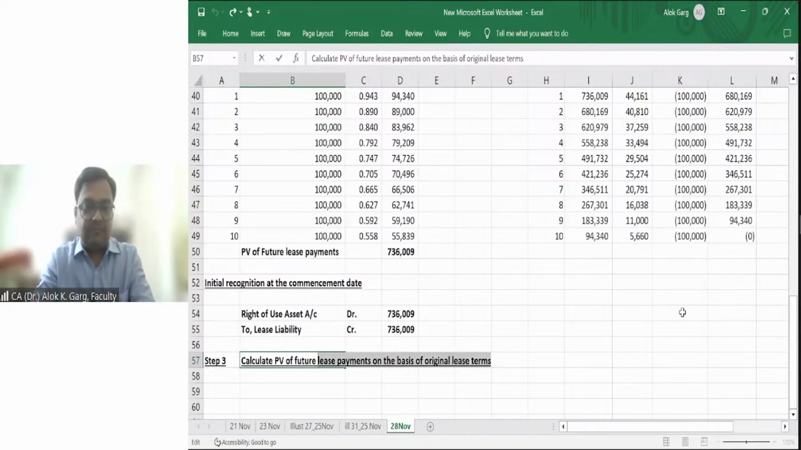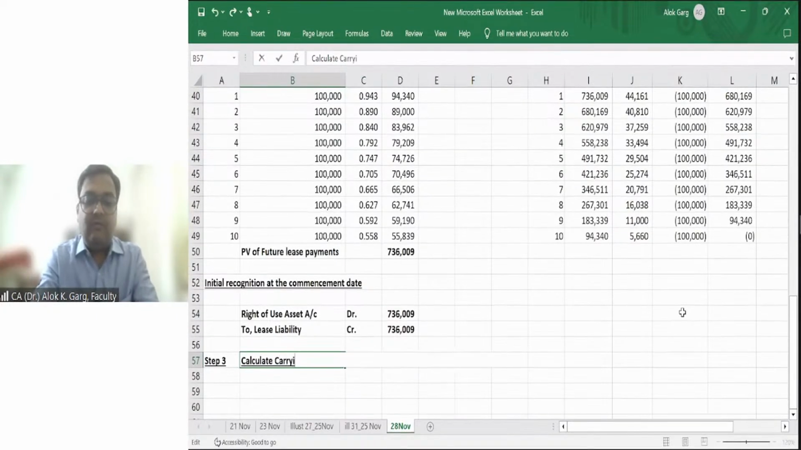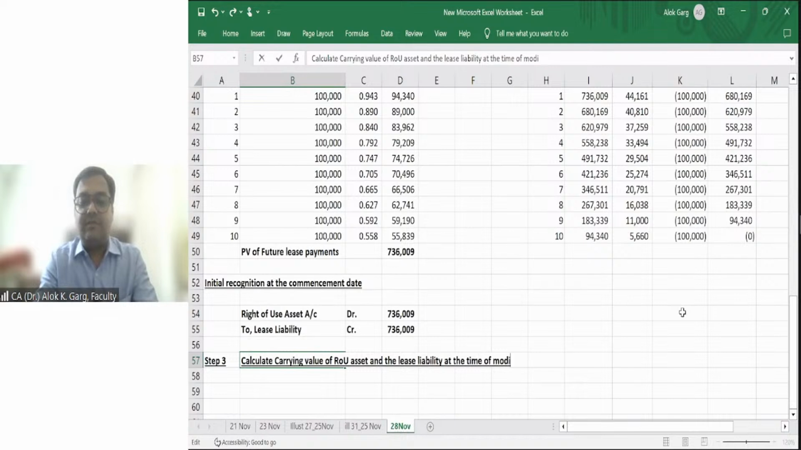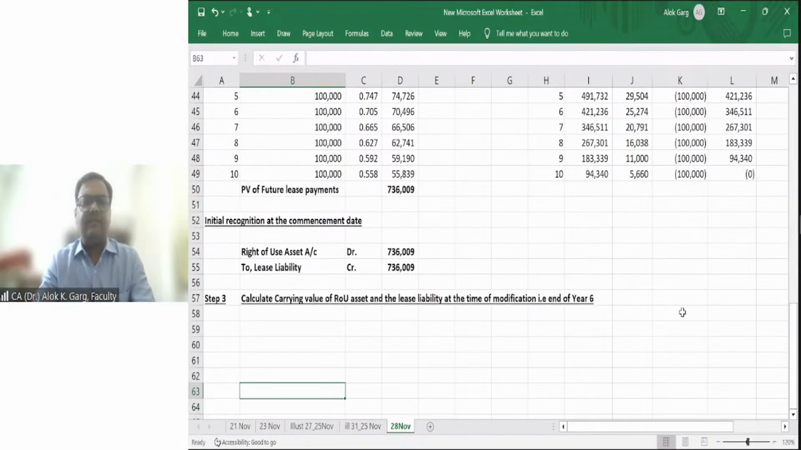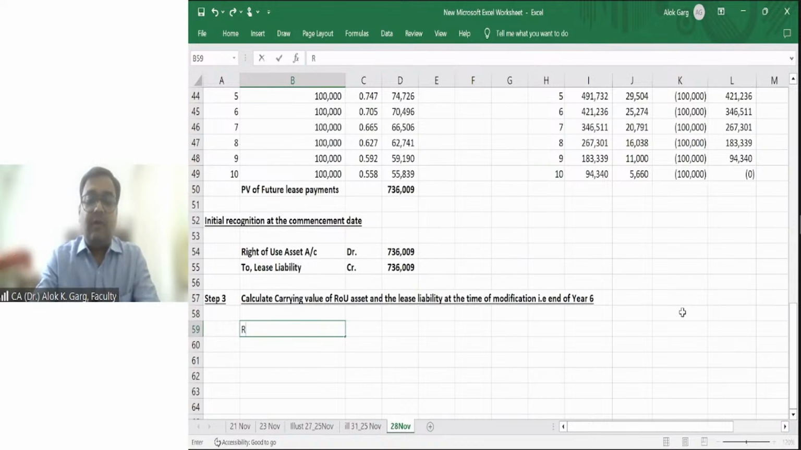Step number 3. Calculate carrying value of ROU asset and the lease liability at the time of modification, that is end of year 6 or beginning of year 7, same thing. My right of use asset and lease liability, right?